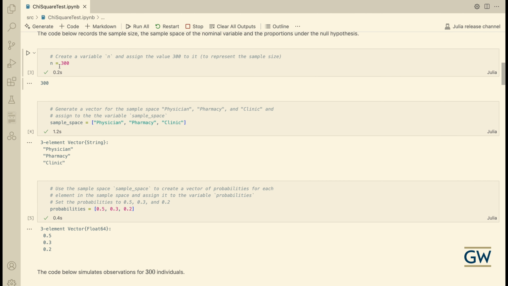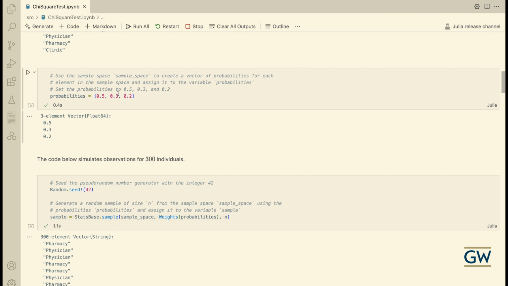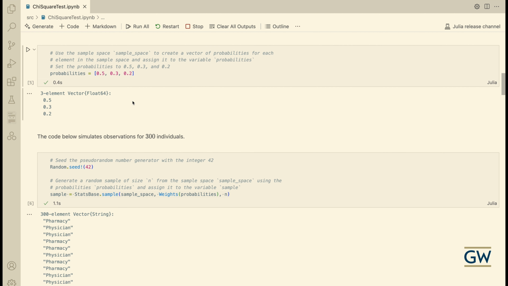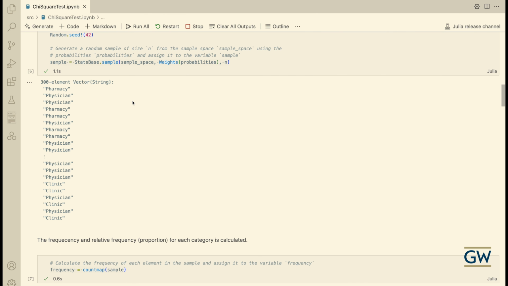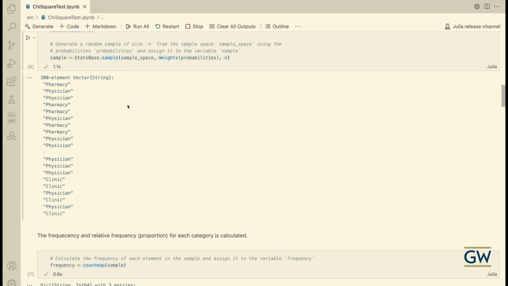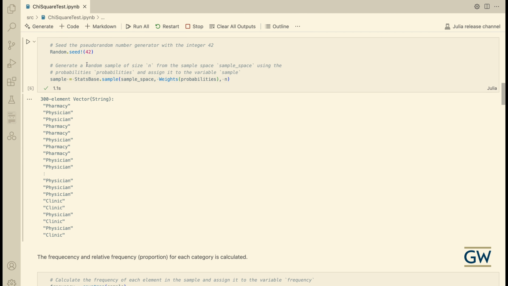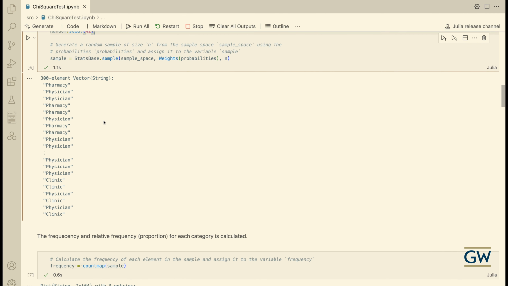If you want to have a look at the code, I'm just creating a variable called n. That's my sample size, and I'm setting that to 300. There's my sample space, physician, pharmacy, and clinic. There's my proportions, 0.5, 0.3, 0.2. And then I'm telling my computer, well, just generate 300 random observations using those proportions. And this is what my computer came up with. If you run the code, you're going to get exactly the same results. If you seed the pseudo-random number generator with the number 42, that means that the pseudo-random values that we're going to get will look exactly the same for everyone.